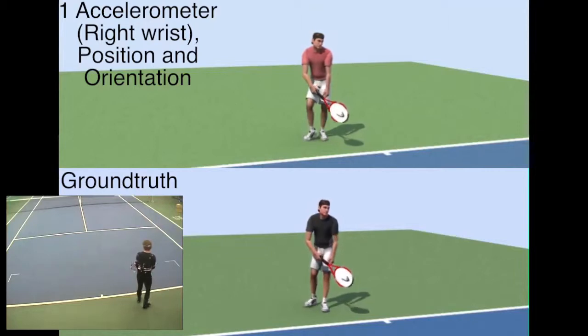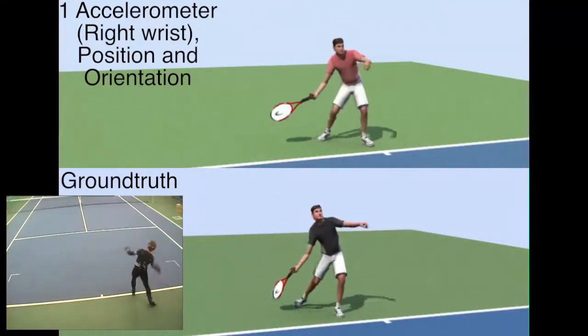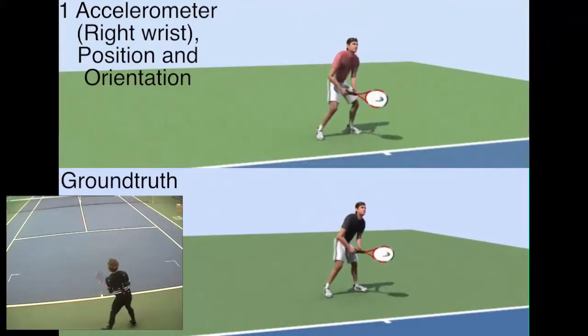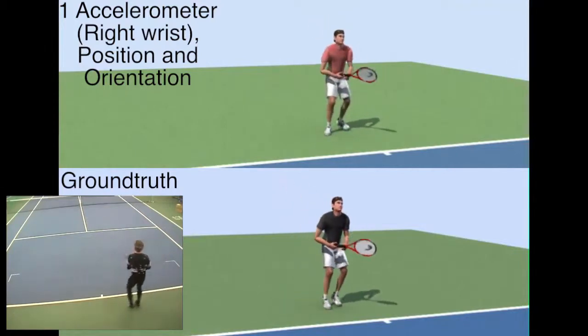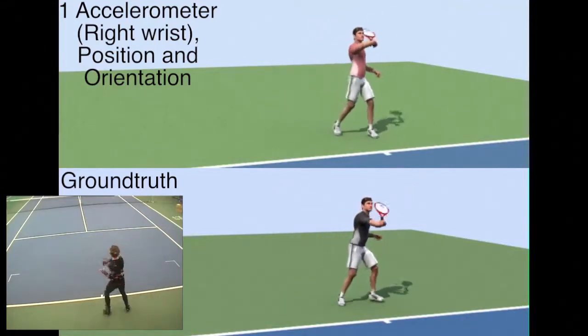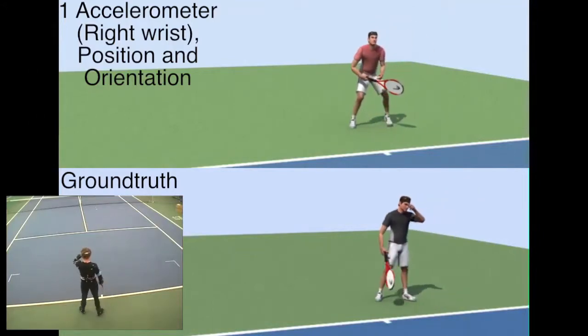In this work, we examine how we can acquire full body motion of an actor using multimodal input data. In this example, the motion of a tennis player is synthesized using the input data from a single triaxial accelerometer attached to their right forearm, plus global position and orientation information.